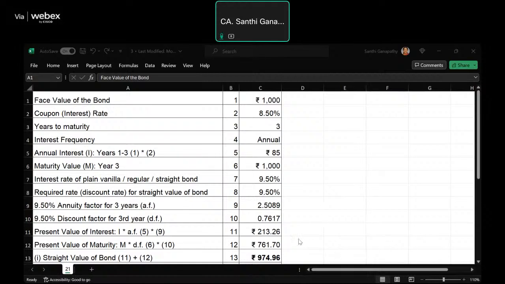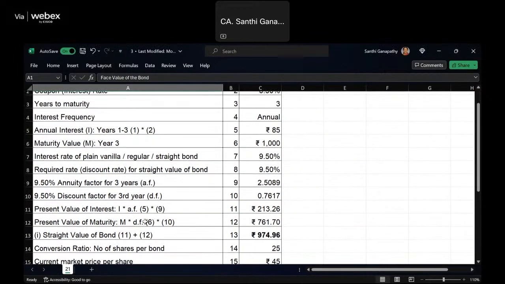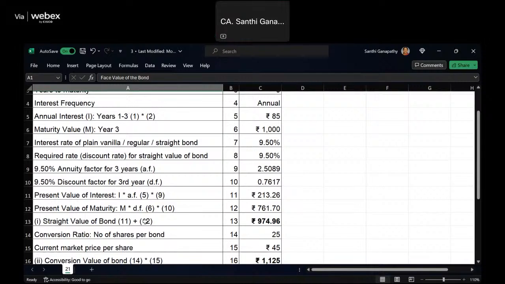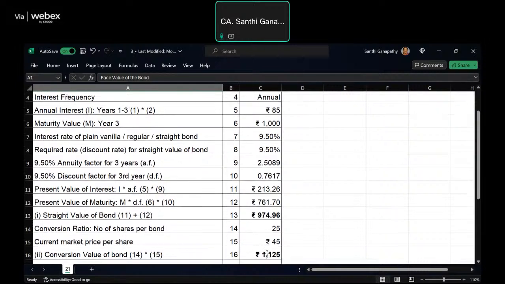This is the first requirement. What is the second requirement? The second requirement is the conversion value of the bond. What do you mean by the conversion value of the bond? Conversion ratio, that is the number of shares per bond, is 25. Current market price is 45. Therefore, the conversion value of the bond is 25 into 45.